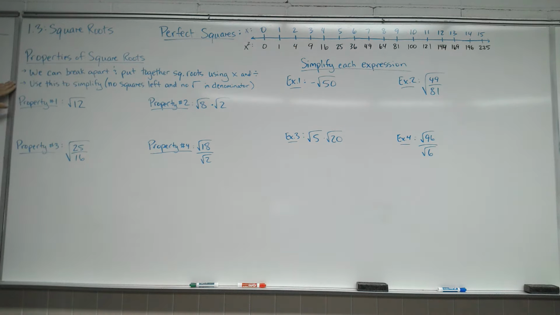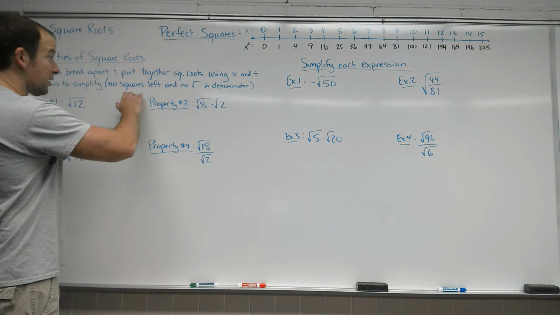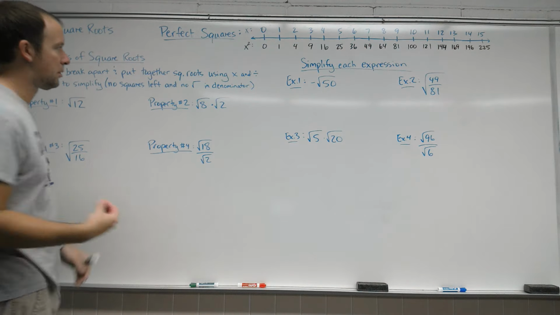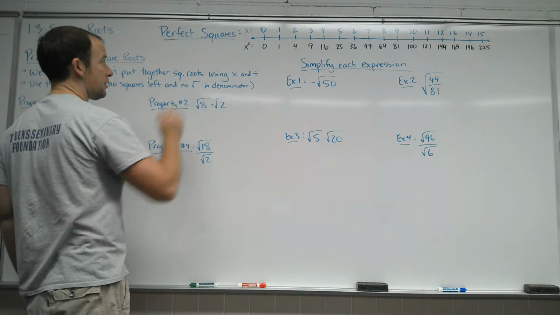Okay, so we're going to use this to simplify. What does a simplified square root mean? Well, it means there's no squares left underneath here. So if there are any perfect squares in the root, we want to take those out. And then there's also no square roots in the denominator.